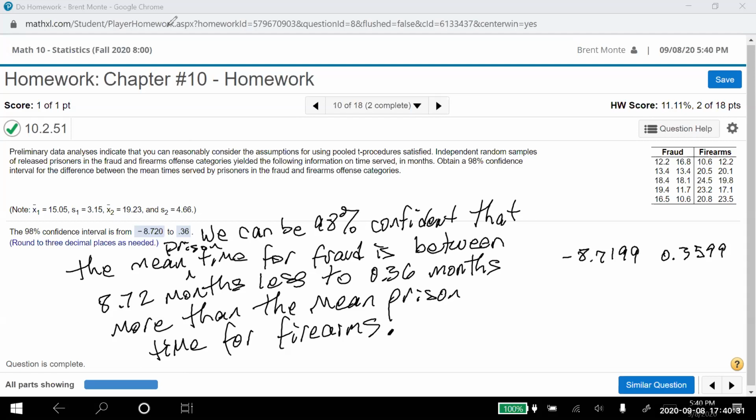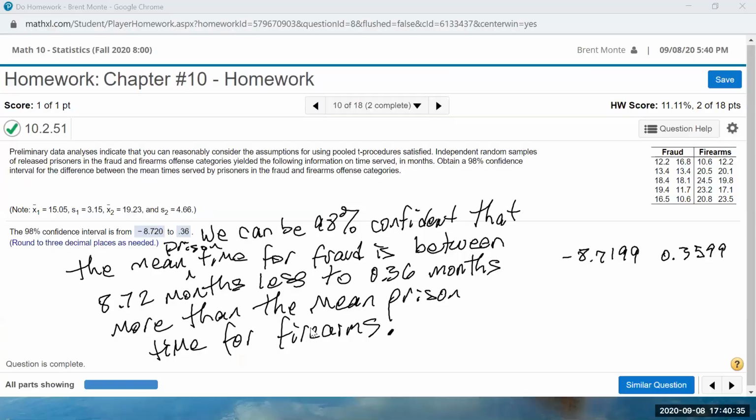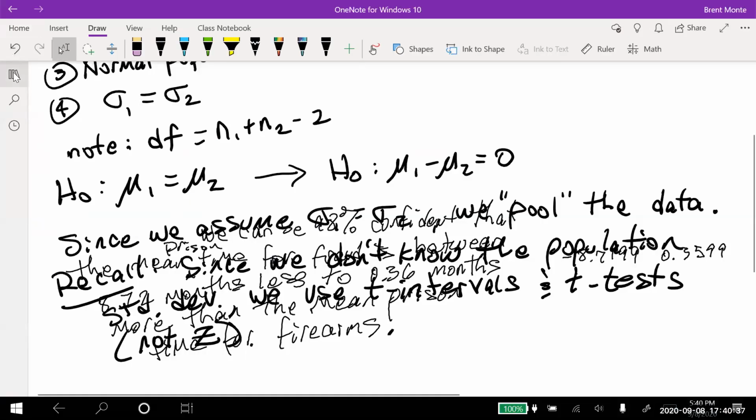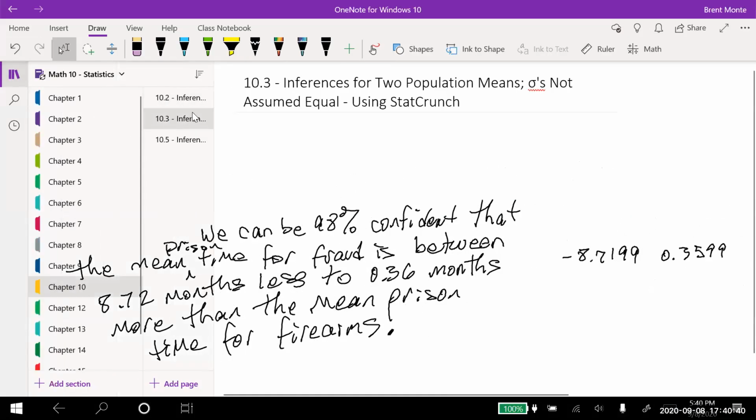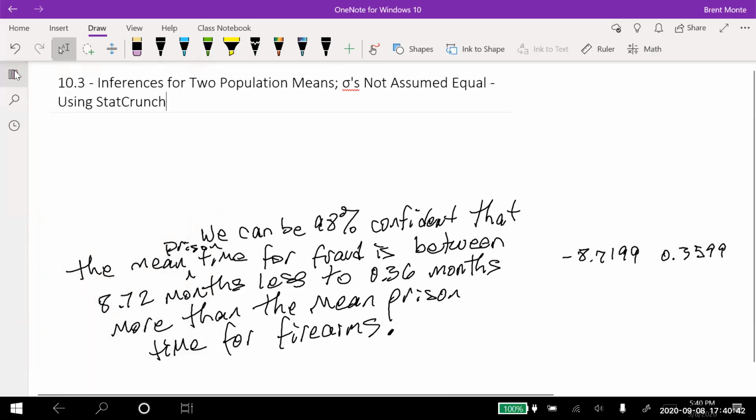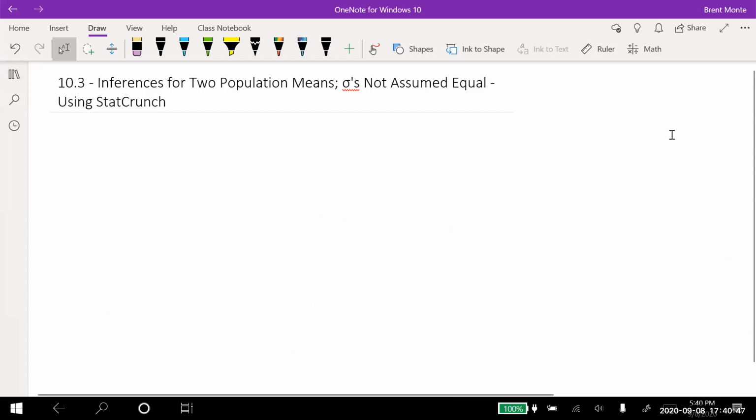What I'm going to do is jump into the other section. There's not much difference. We're going to say, hey, let's do 10.3. I guess we can clear all of this off. Inferences for true population means, sigma's not assumed equal. So we still don't know the population standard deviation sigma, but we don't think they're the same value. So we can't make the assumption that they are equal.